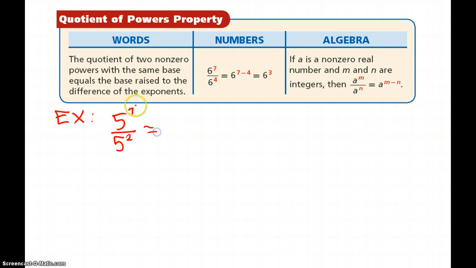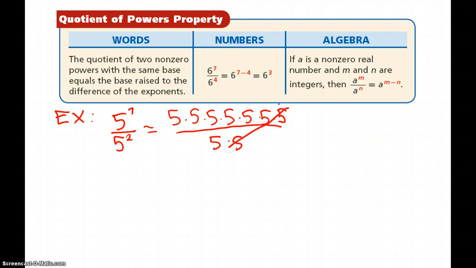We know that the top wants us to do that 7 times, so 5 times 5 times 5 times 5 times 5. There's 7 of them. And on the bottom it wants us to do it twice, so we've got 5 times 5. Now, we know what's going to happen. When I have a 5 over 5, it cancels out, so I can cancel this one right here with that one, and I can cancel that one with that one, which means we have 5 5s left over, and we can write that as 5 to the 5th.